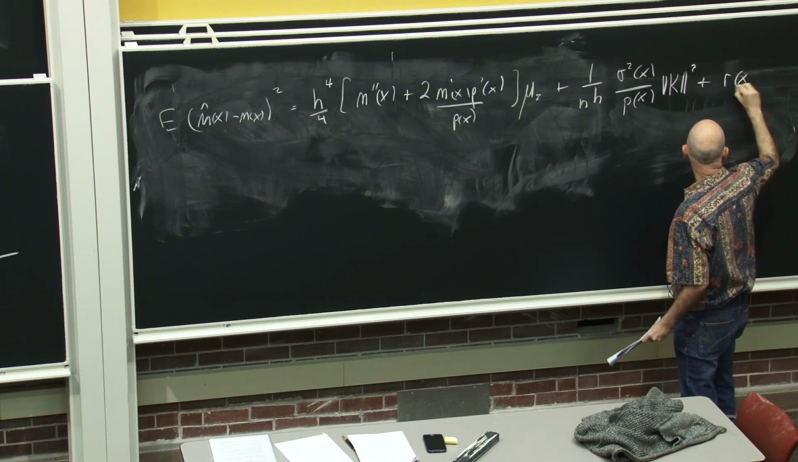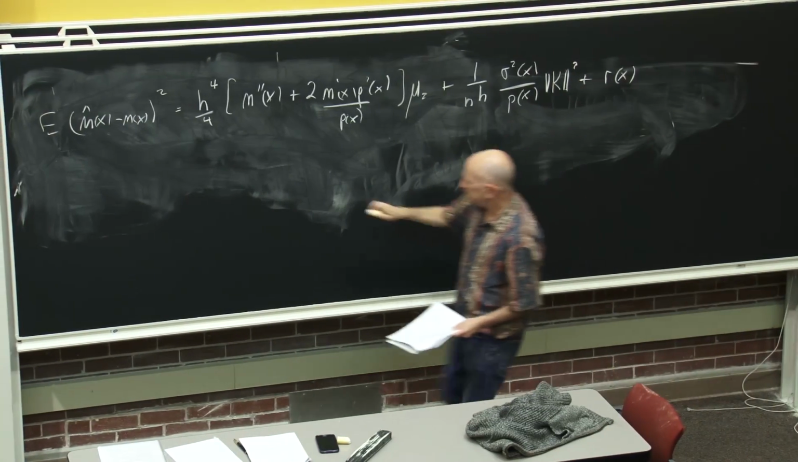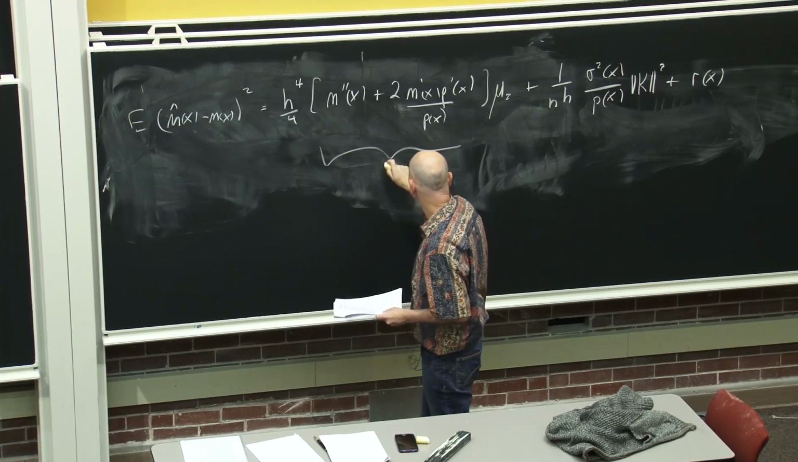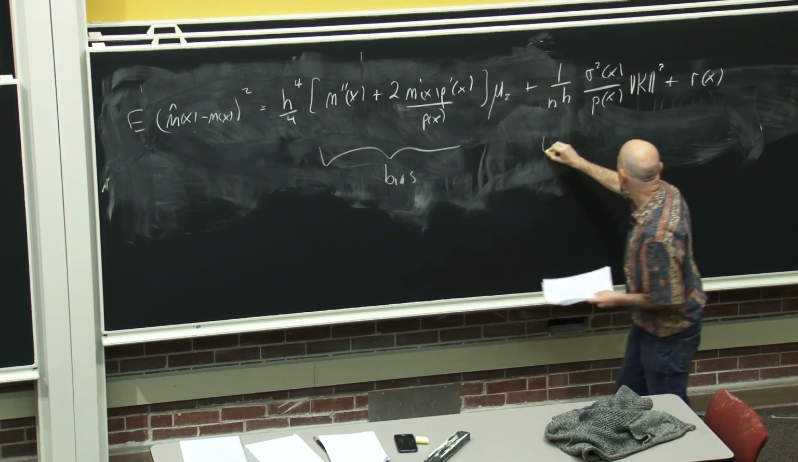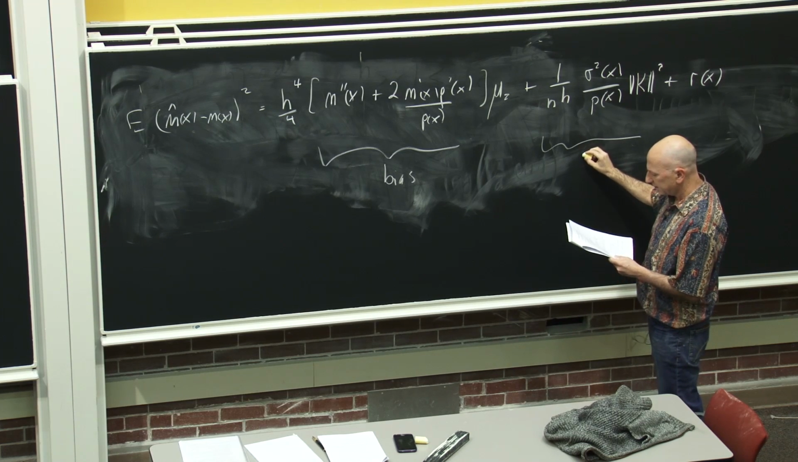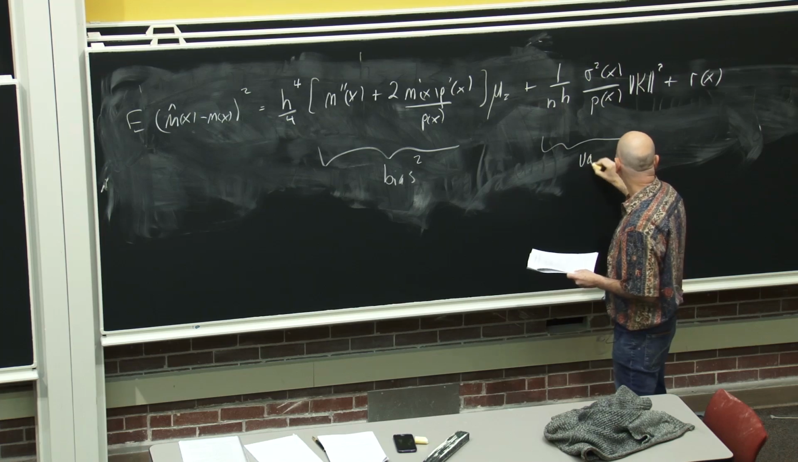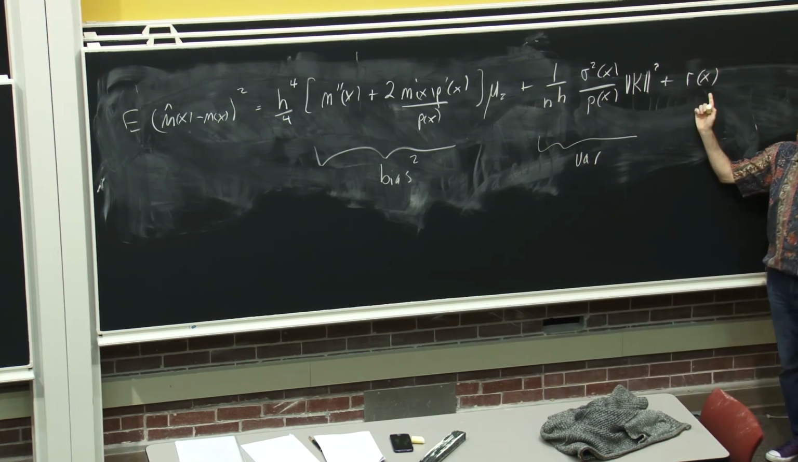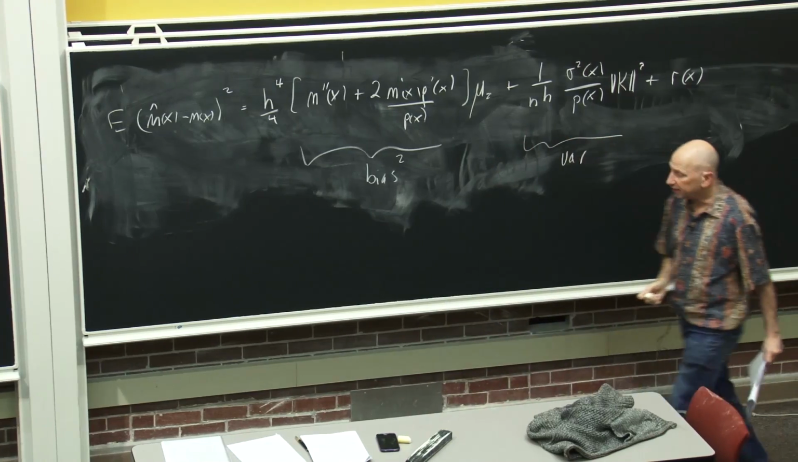Okay, let me explain what's going on here. This is the bias, actually, yeah, that's the bias squared. This is the variance. This is the remainder term, which can be shown to be of smaller order than these terms. So that's why we're ignoring it.